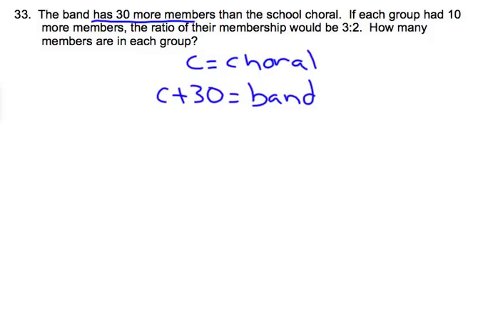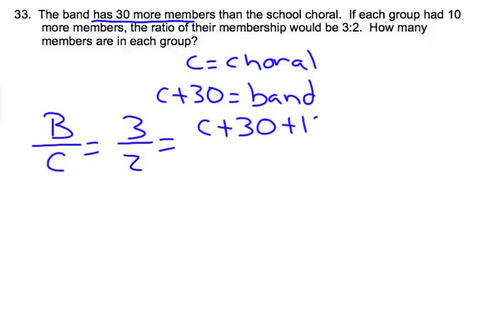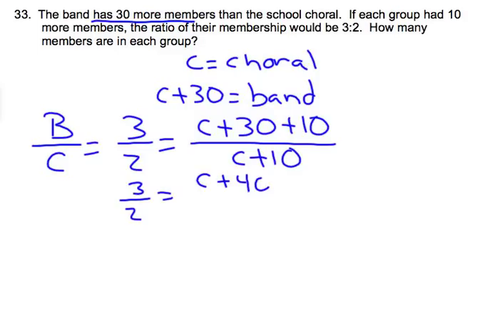Now it's telling me my ratio is 3 to 2. The bigger number is the 3, so that's the band. So I'm doing band to choral, which is a 3 to 2 ratio. And they said if I have 10 more members in each group, I'd have this ratio. So if I take the C plus 30, add 10, and put that over the C plus 10, by showing them adding 10 more to each group, and simplify up, I get 3/2 is equal to C plus 40 over C plus 10.